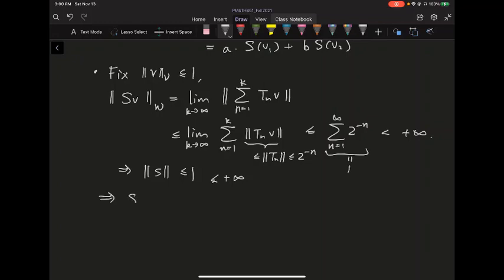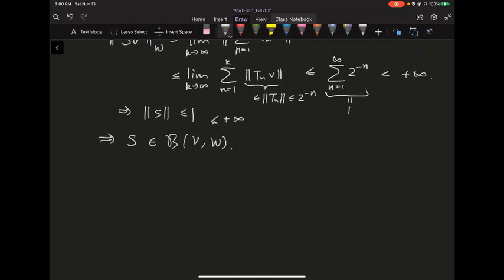So I basically now showed that S is linear and the operator norm is less than infinity, so S is a bounded linear operator between V and W. So this part is done, and again, if you compare with the L1 proof, it's basically showing the pointwise limit is an L1 function.